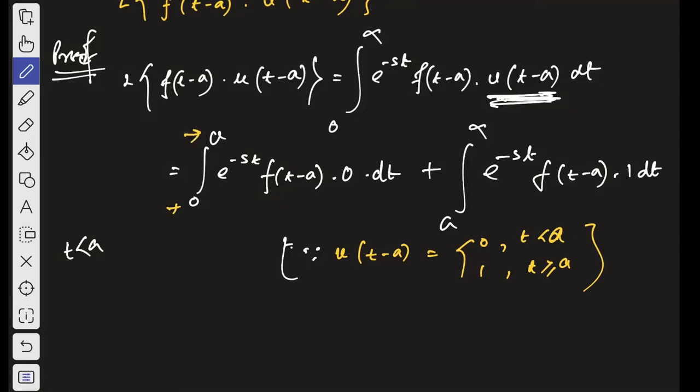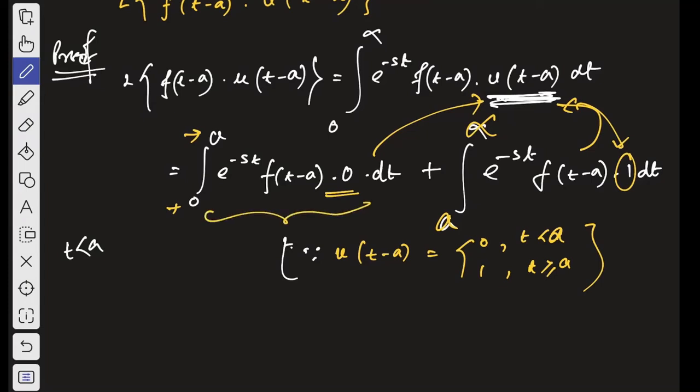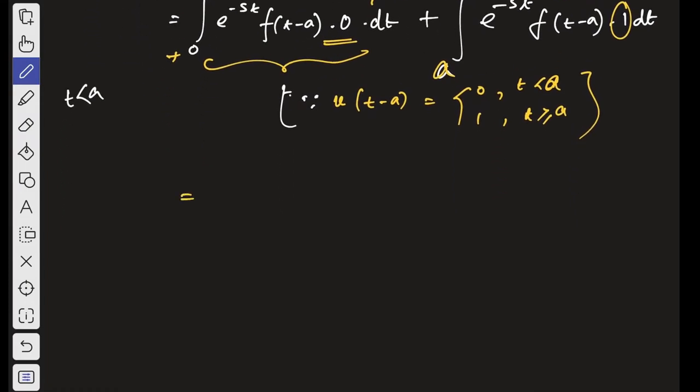So when you take the limit 0 to a, the value of this function will be 0, and when you have the integration from a to infinity, this function is going to be equal to 1, right? So hope you have understood this. Now this whole part is 0, so we are left with the integration from a to infinity of e to the power minus st f of t minus a dt.